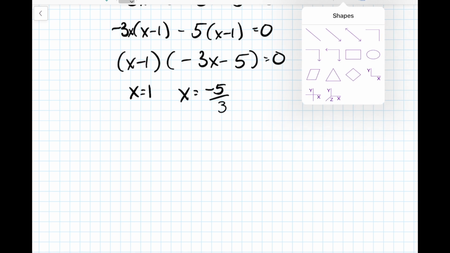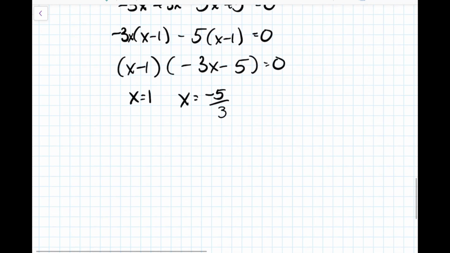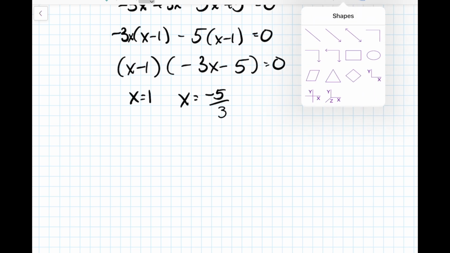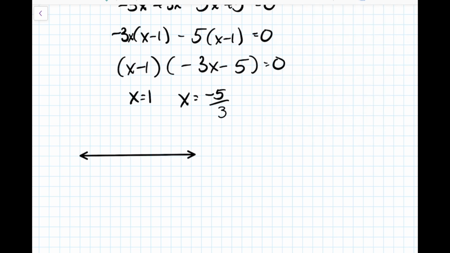All right, so I'm going to sketch myself a really sloppy number line this time, so I don't need to properly label all the different numbers. I only really care about the intercepts. So I'm just going to draw myself a quick line. My intercepts were at -5/3 and positive 1. And so that splits all my x values up into three sections.